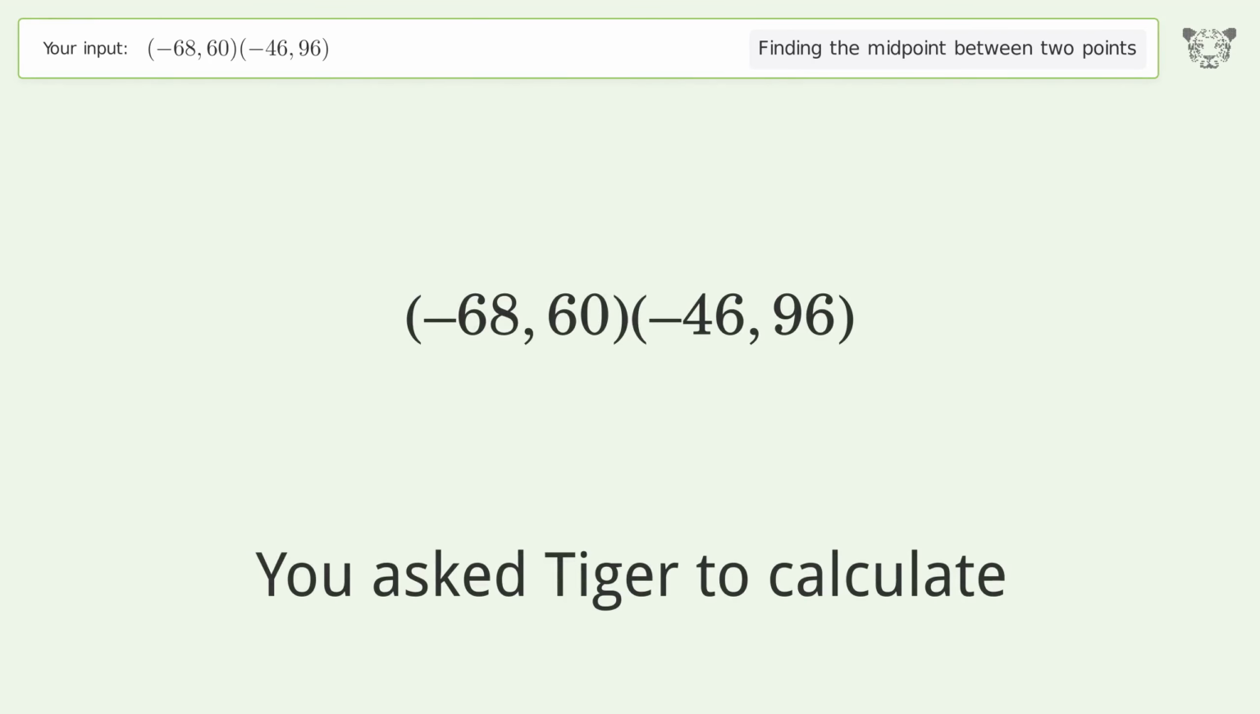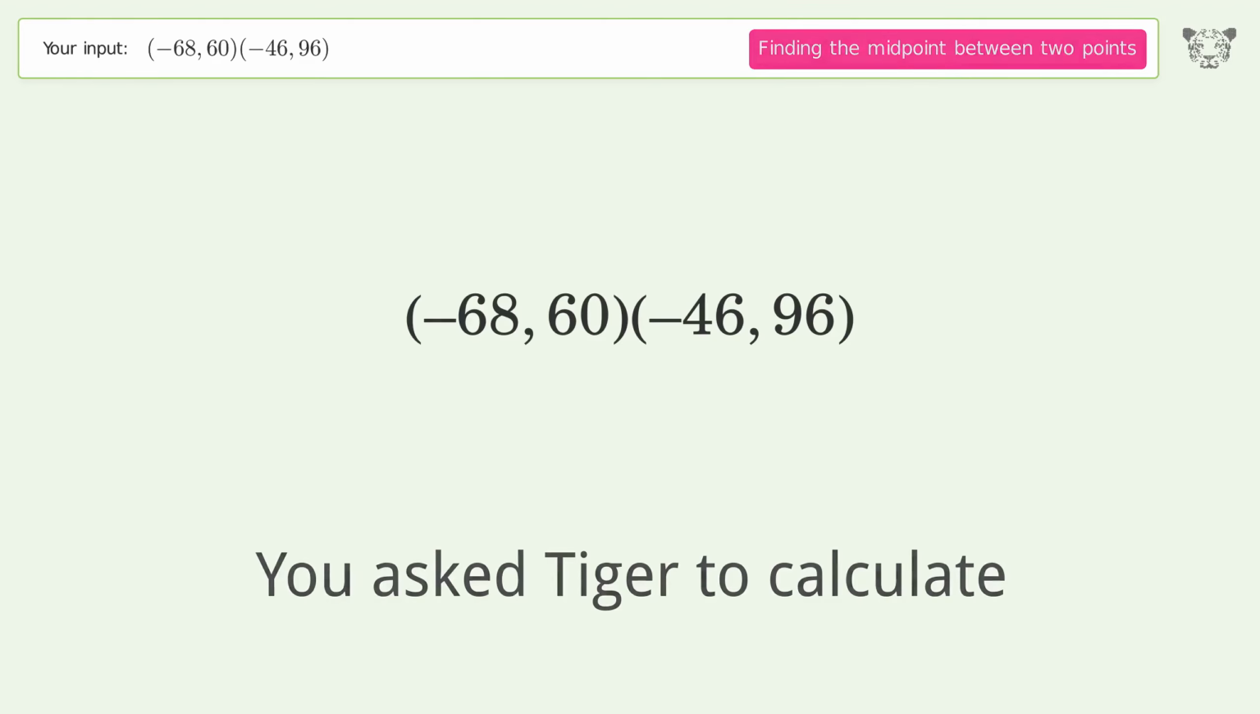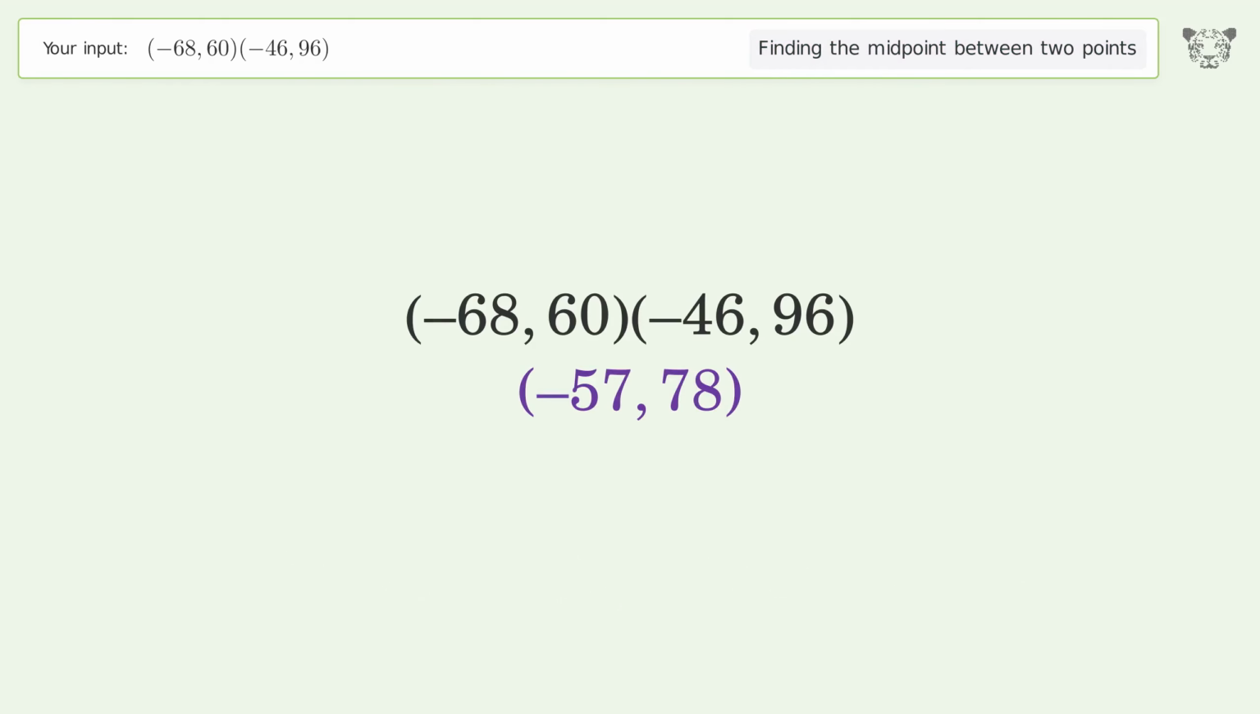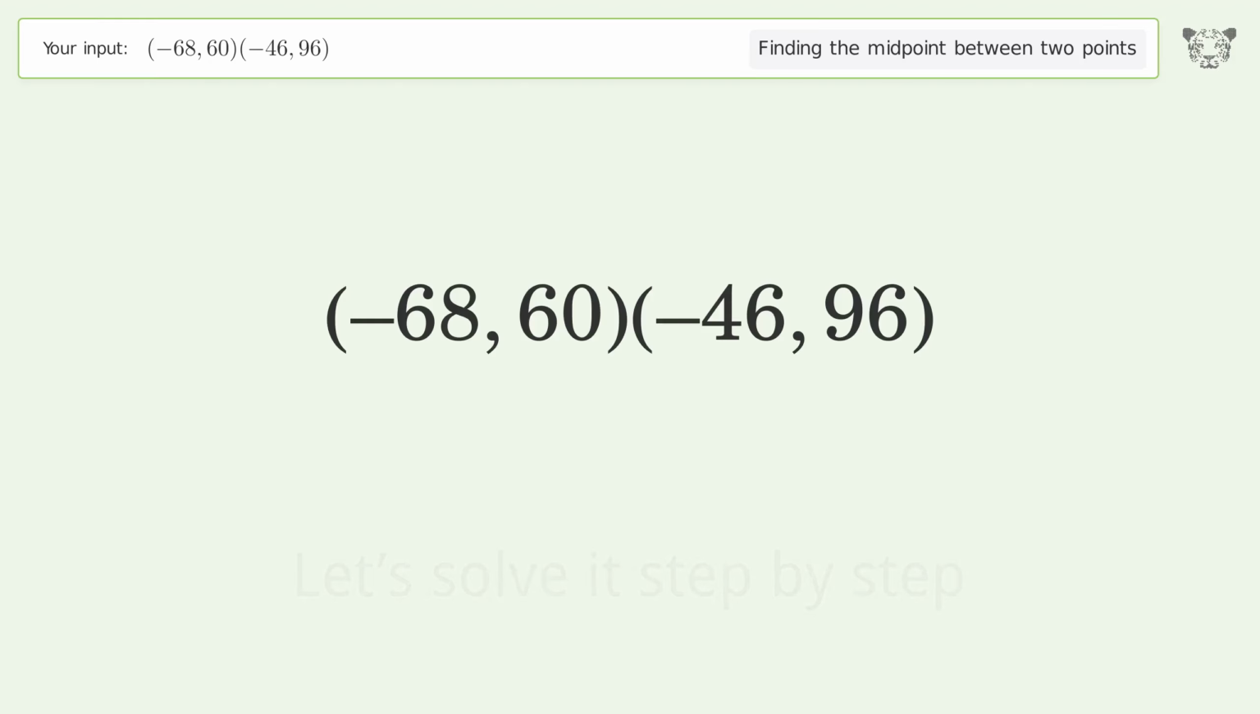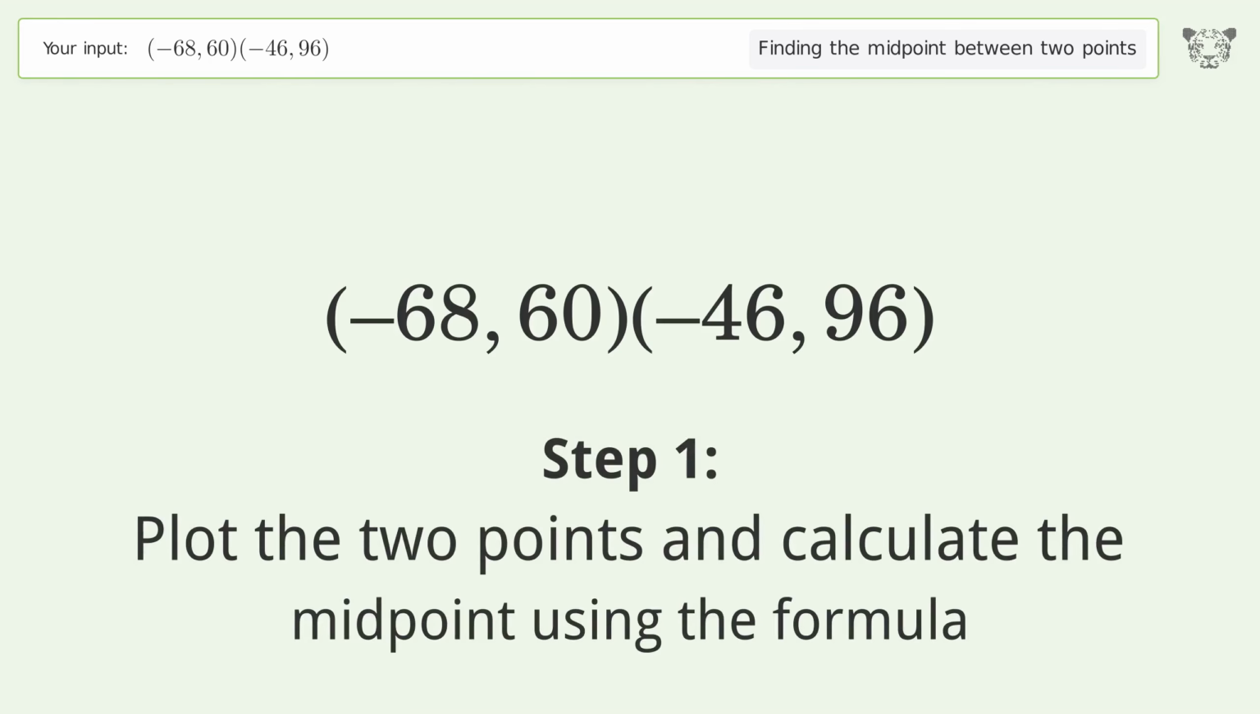You ask Tiger to calculate. This deals with finding the midpoint between 2 points. The midpoint between the 2 points is negative 57, 78. Let's solve it step by step. Plot the 2 points and calculate the midpoint using the formula.